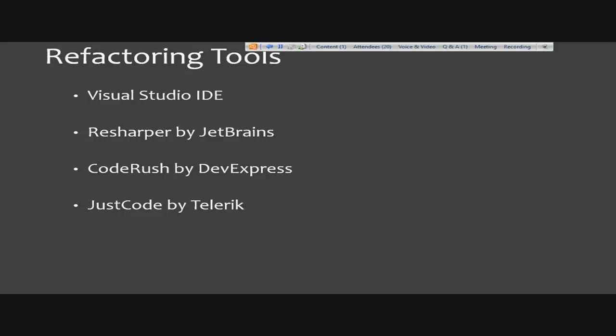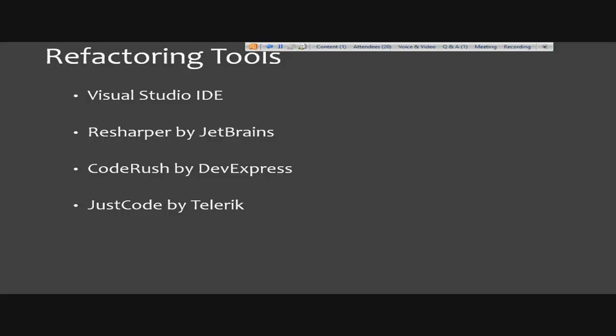The tools in Visual Studio itself, we have a refactor option in the context menu. If you open any C# file, you can right click, and in the context menu you can find the refactor submenu. Under refactor you can find the most useful refactoring techniques, that is extract method and organize. There are some others.